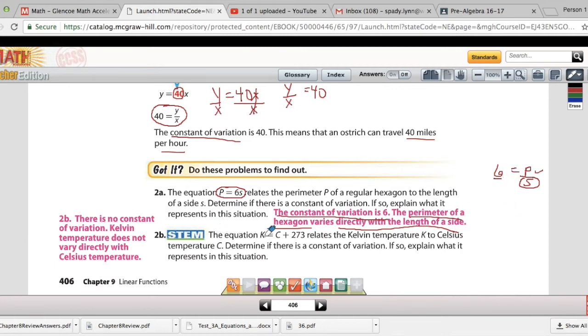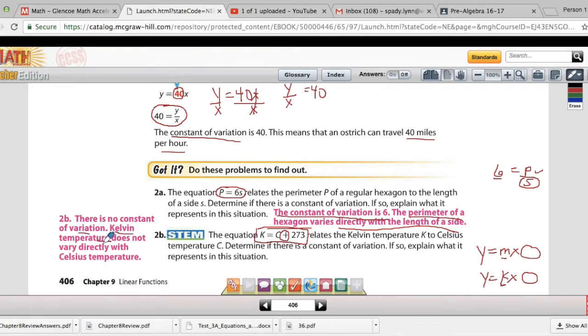In 2b, the equation K equals C plus 273 relates the Kelvin temperature to the Celsius temperature. Determine whether or not there's a constant of variation. The key thing to keep in mind here is that if it's a direct variation, it's going to look something like y equals mx or y equals kx, where 0 is the y-intercept, and then there is that constant. The coefficient is going to be our constant, and this equation right here does not fit that format. So there is no constant of variation.